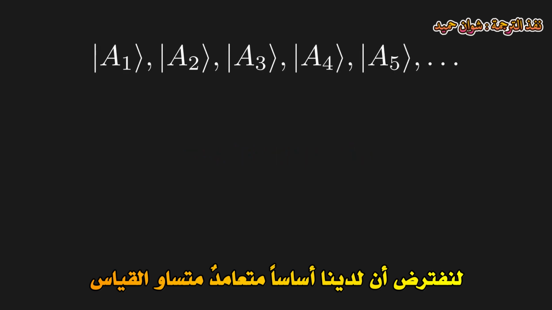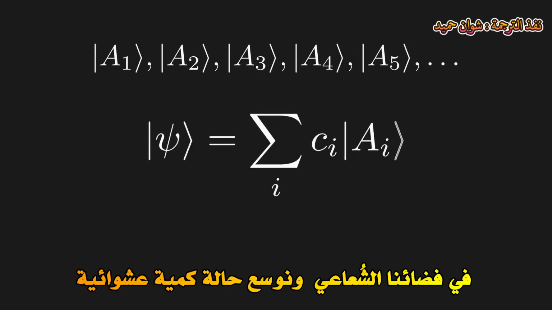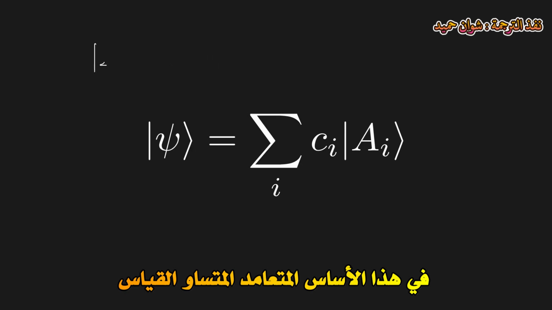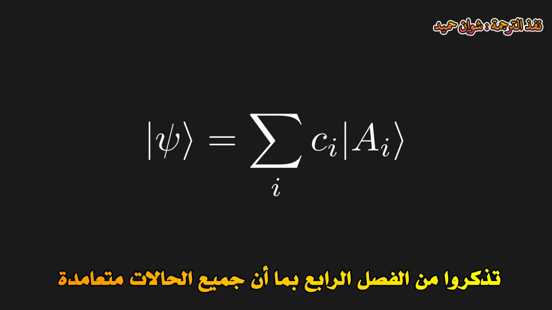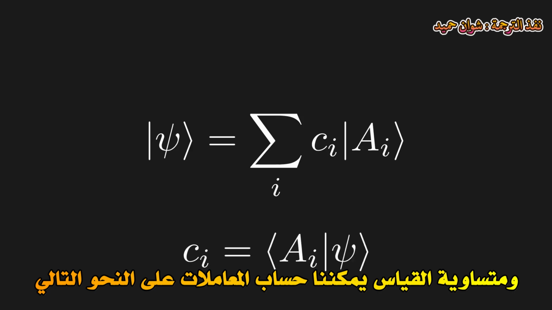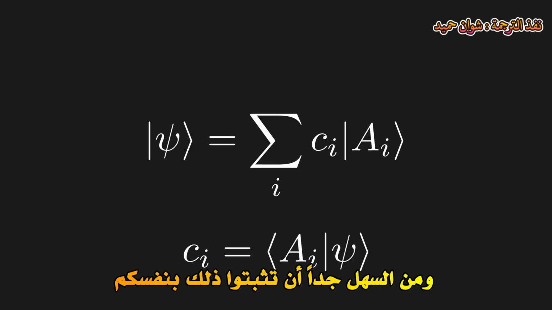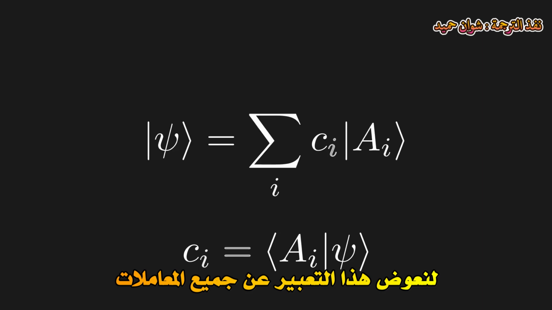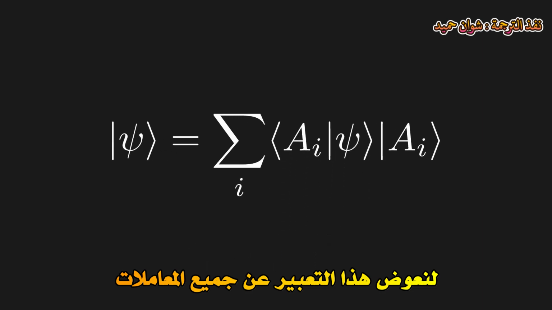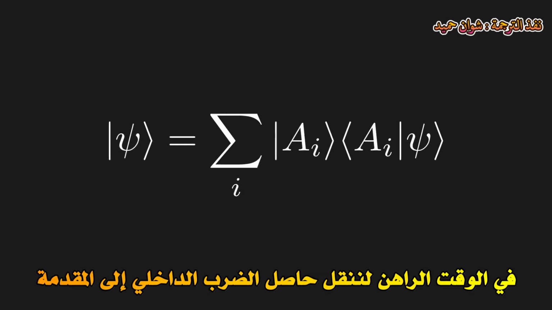To really show you the power of bra-ket notation, I want to run through a quick example. Let's say we have an orthonormal basis in our vector space, and we expand an arbitrary quantum state in this orthonormal basis. Remember from chapter 4 that because all the states are orthonormal, we can calculate the coefficients as follows. It's also really easy to prove this yourself. So let's plug in this expression for all the coefficients. Now let's move the inner product to the front.